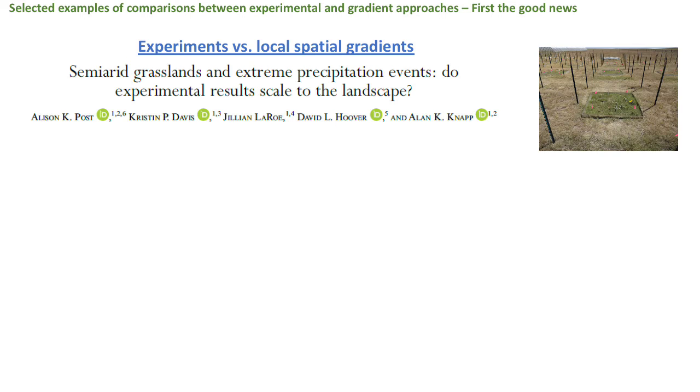Okay, so let's go through a few examples of how experiments and gradient approaches compare to each other in terms of trying to understand how ecosystems might respond. And I'll begin with the good news, the good examples. One has to do with just the example I gave you, comparing experimental responses, those local spatial gradients that I just talked about with regard to deluge impacts on ecosystems.